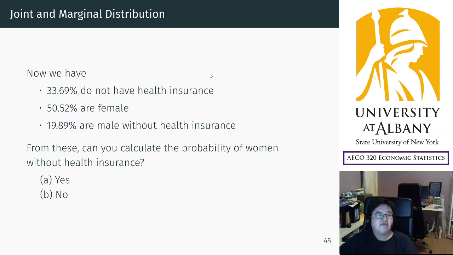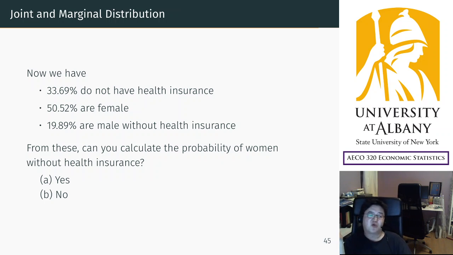Now we have these numbers. So we have these numbers. Then the same two pieces of information about the marginal distribution, and I additionally give you information about something. So now you have three pieces of information. Think about this. Why? Now you have one additional piece of information.